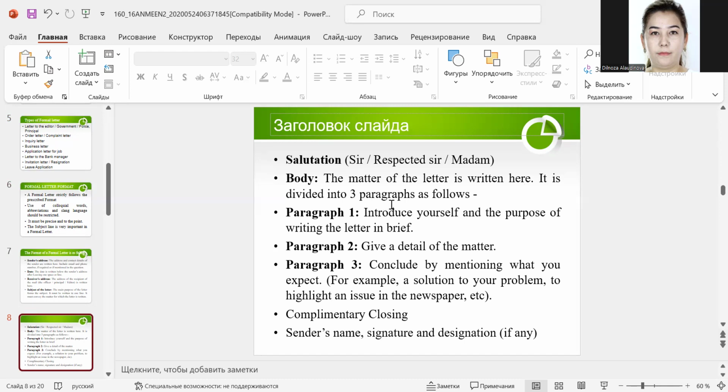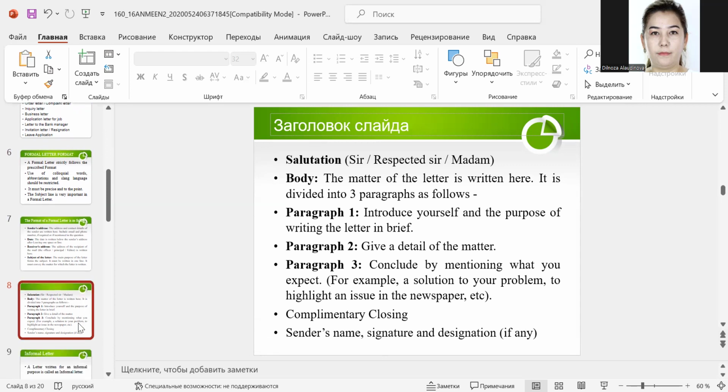It's divided into 3 paragraphs as follows. Paragraph one, introduce yourself and the purpose of writing the letter in brief. Paragraph 2, give the details of the matter. Paragraph 3, conclude by mentioning what you expect, for example, a solution to your problem, or to highlight an issue in the newspaper, etc. Complimentary closing, sender's name, signature, and designation, if needed.